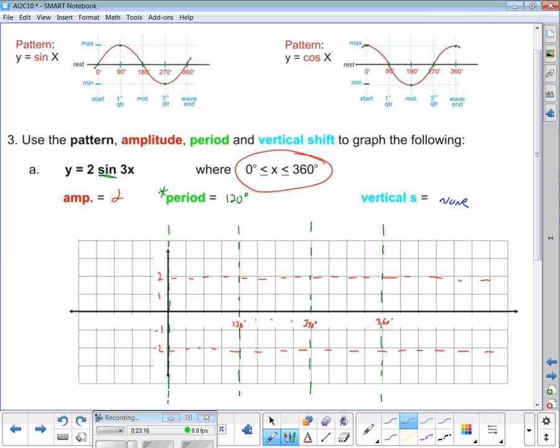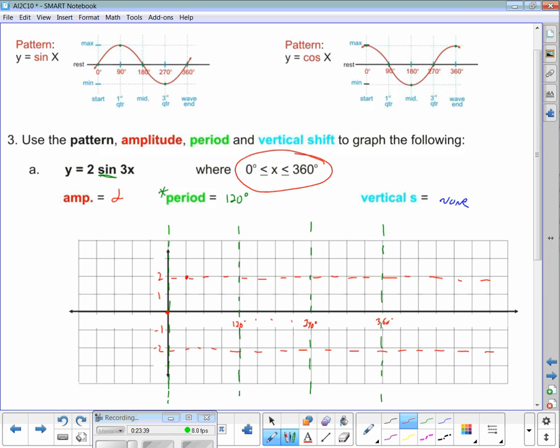So at the start, class, where's the sine? At 0, right? Or at rest. 0 if there's no vertical shift, rest if there is a vertical shift. At the first quarter, where is it? Max. And for us, where would the max be? 2, right? So we're right there.